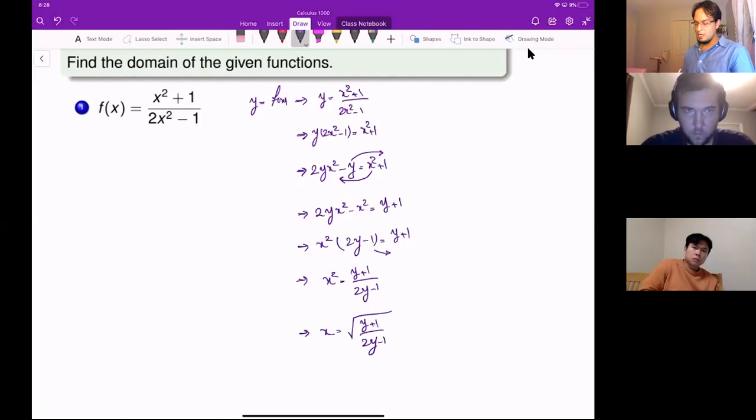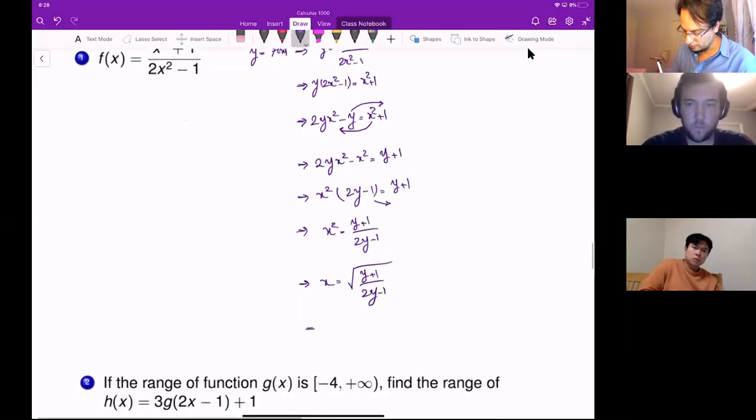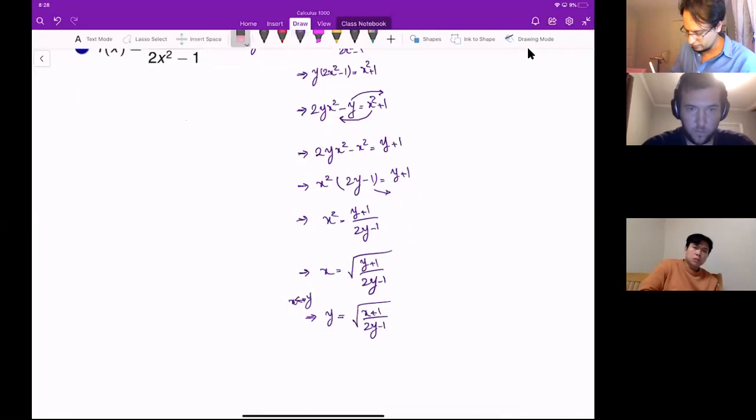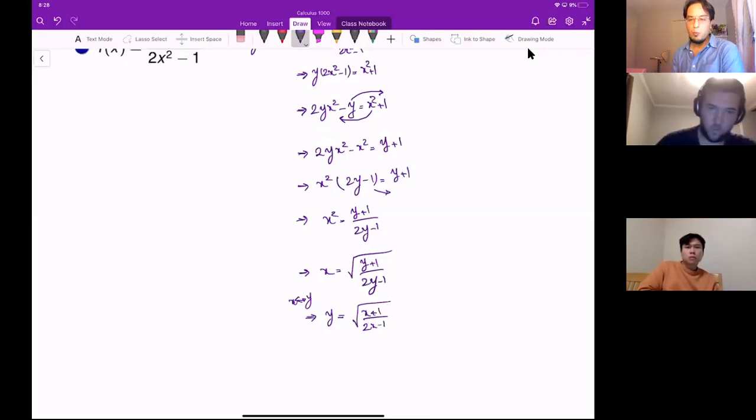Now, this is what we found, and now you switch x and y. And you have, oh, I should have done that a bit better. So 2x minus 1. Now, you have a function which is basically the inverse of that function, and you want to find the, oh, okay.